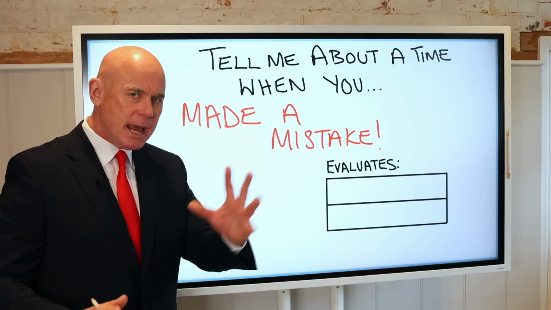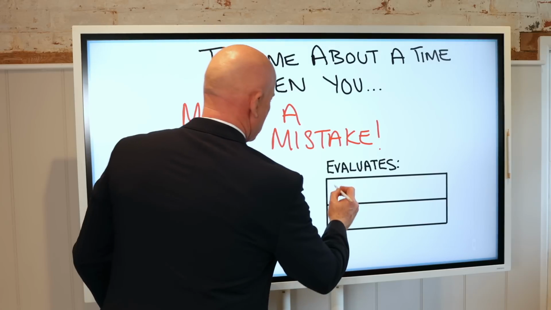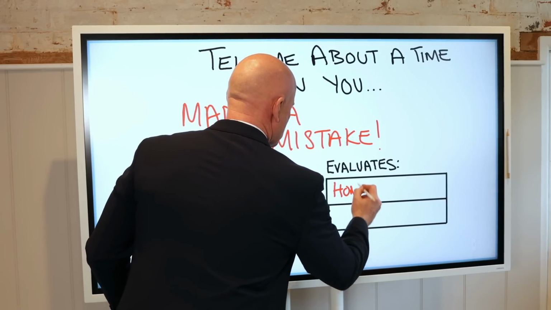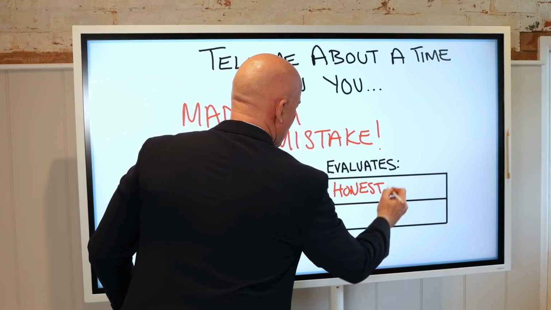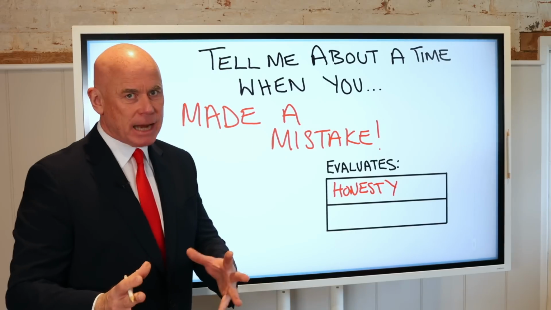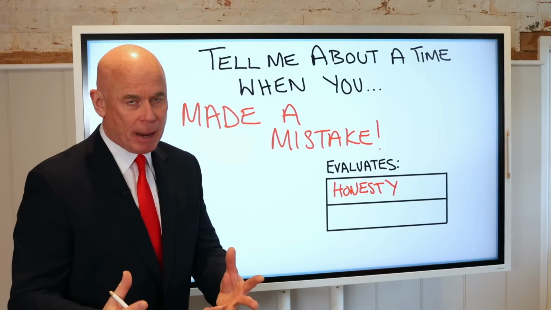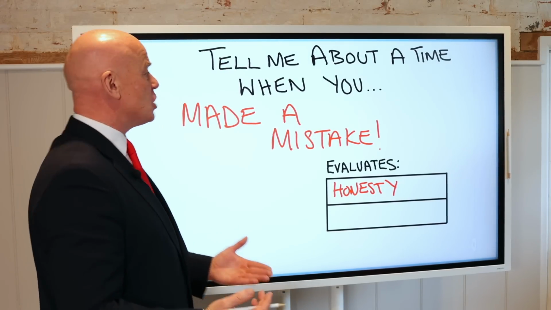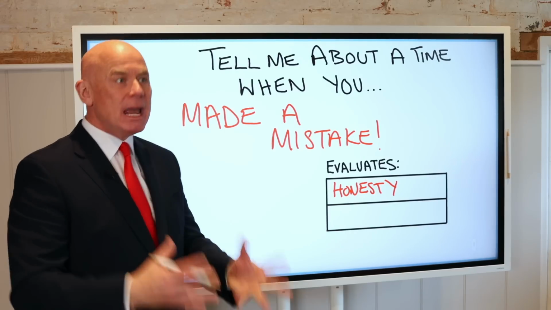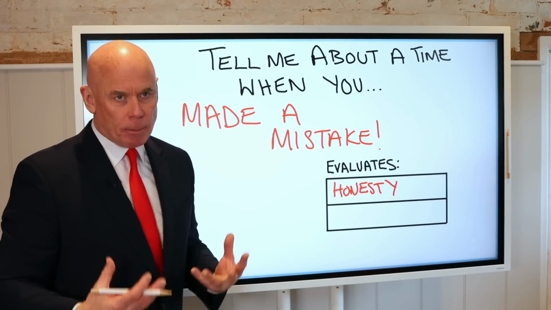This question is assessing 2 things. Number 1, honesty. Because we all make mistakes, but you have to be honest about them. So give the hiring manager an example of when you made a mistake and you owned up to it.